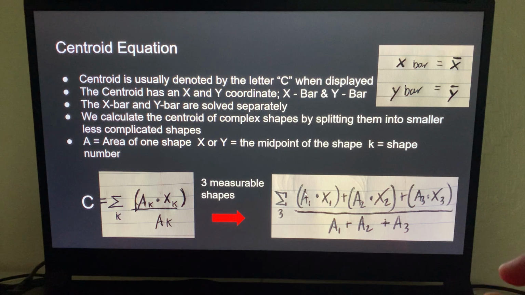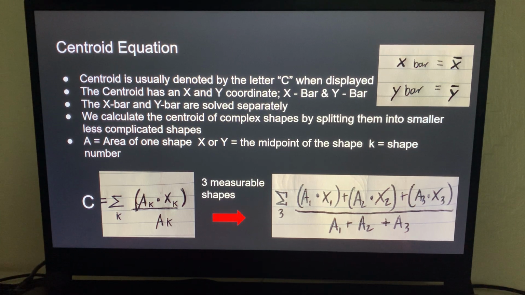Centroid equation. So we usually denote centroid with the letter C. Sometimes you might see it as G, but typically we use C. The centroid has an X and a Y coordinate, X bar and Y bar. We solve X bar and Y bar separately with the same equation though. X bar is denoted with a little X with a little bar on top, and Y bar is Y with the bar on top. We calculate the centroid of complex shapes by splitting them into smaller, less complicated shapes.